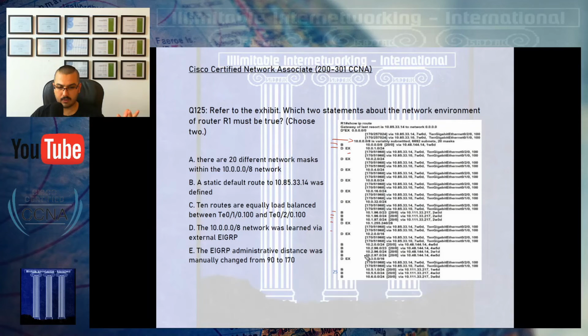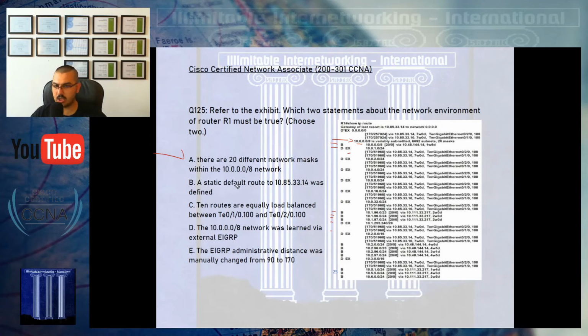11, 12, 13, 14, 15, 16, 17, 18, 19. So within it there is another entry 10.1, which is different for BGP. So yes, there are 20 entries for this one. Yeah, it seems correct. This one seems correct.